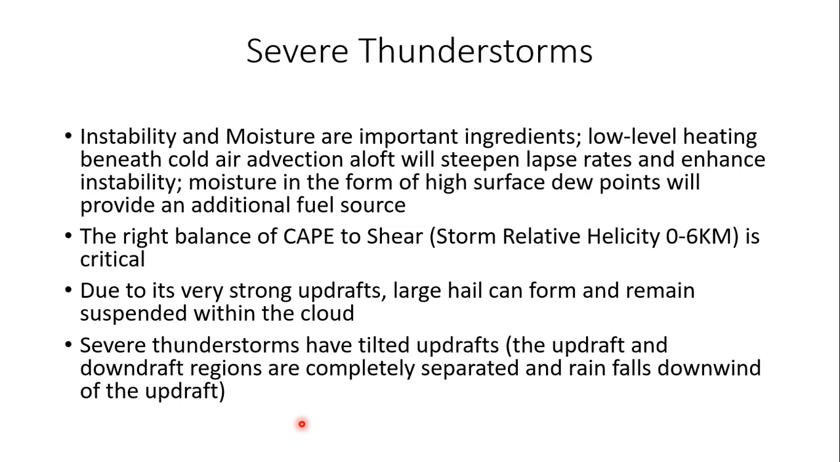Due to its very strong updrafts, large hail tends to form with severe thunderstorms, and those updrafts are so strong that they allow the hail to grow to larger and larger sizes. Severe thunderstorms have what's known as tilted updrafts. That's very important. The updraft and the downdraft regions are completely separated from each other, and rain tends to fall downwind of the updraft, again, not choking off the updraft at all.